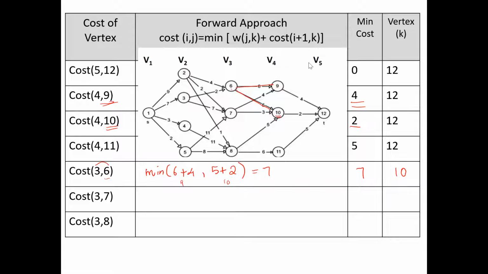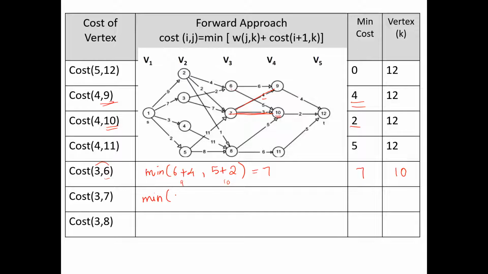we are going to calculate the minimum cost for the vertex 7 in stage 3. Again we are using the same formula, min of. You know that this vertex 7 is also having two edges, one towards 9 and one towards 10, right? So what you are going to do now? We are going to find the minimum of these two edges. So here you can see it is 4. Towards 9 it is 4, right?